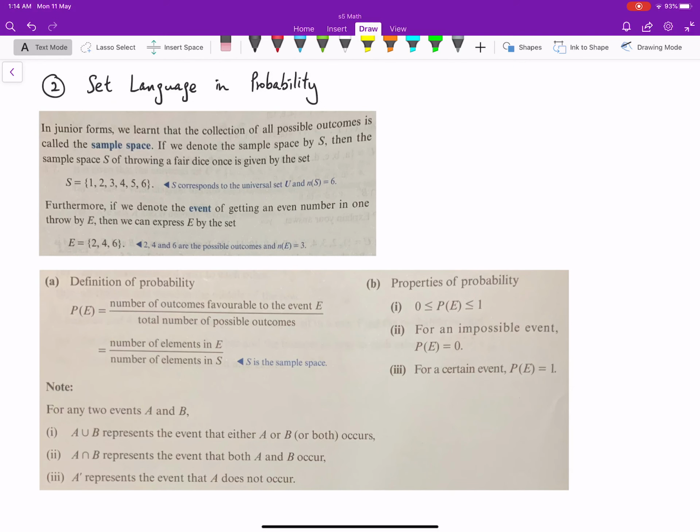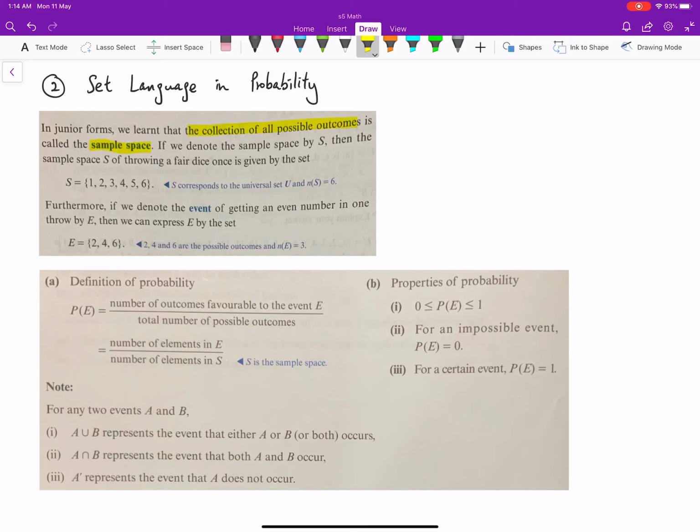Okay, session 2, or the second part of this video, we talk about how to extend the idea of the set language in probability. In junior form, as well as in form 3, you also already learned what is the collection of possible outcomes, which is the sample space.